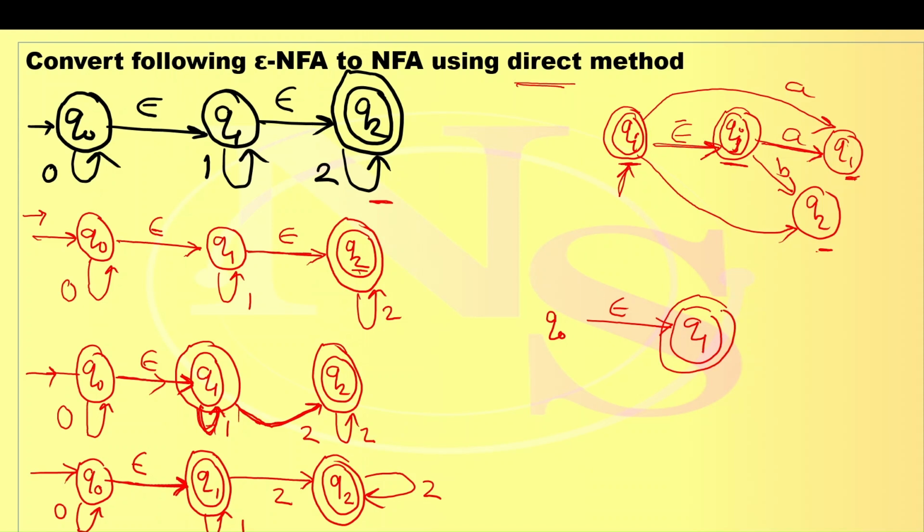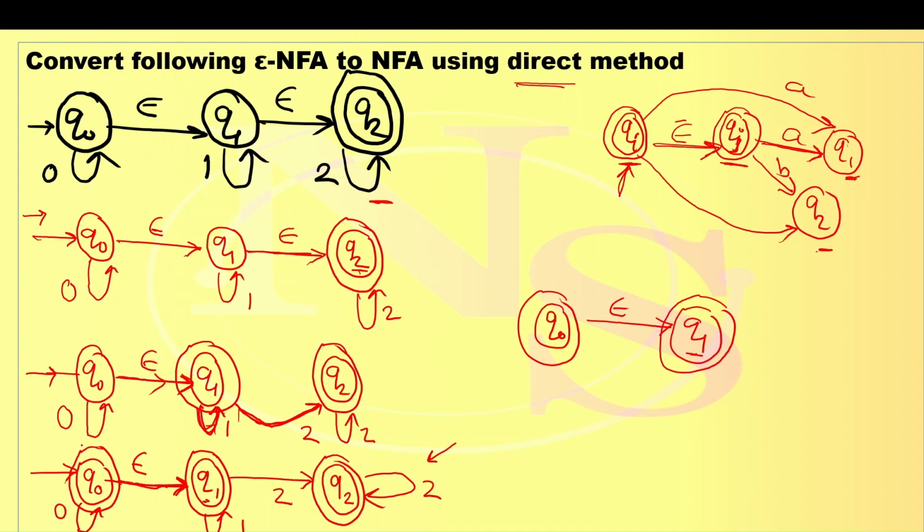You might be thinking it was not. Yeah, it was not, but while removing this, we have made it as a final. So we have to consider that one also. So Q1 is a final. At this moment, Q1 is final and there is an epsilon transition. So Q0 will also become final. So let's make this Q0 as a final.